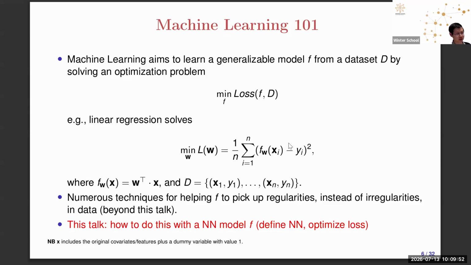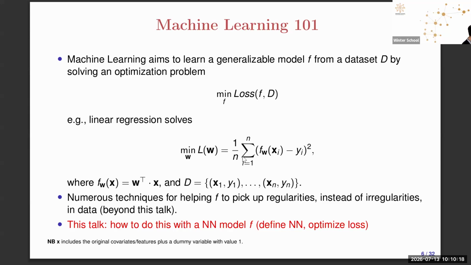So that's the kind of function that we are working with: a linear function of the features or variables or covariates, whatever you call what you observe. And then you have some values that you want to predict, some numbers that you want to predict. You just fit this linear model by minimizing the mean square error. So that's the general structure of machine learning.